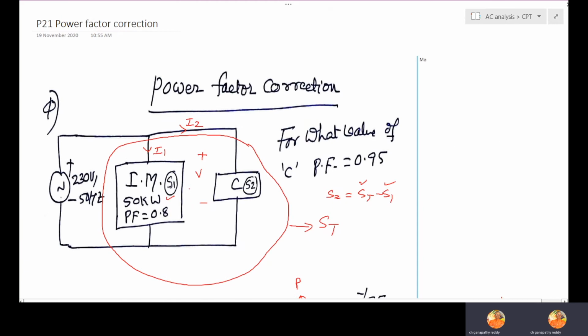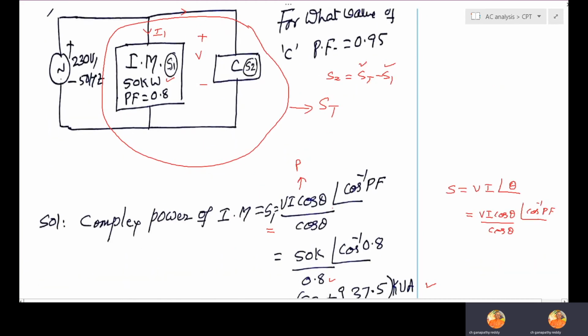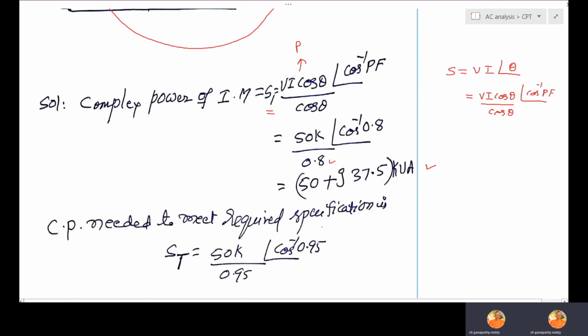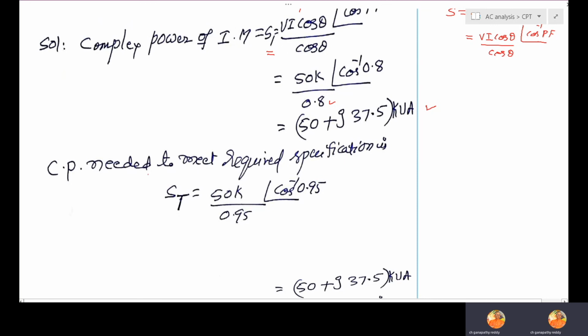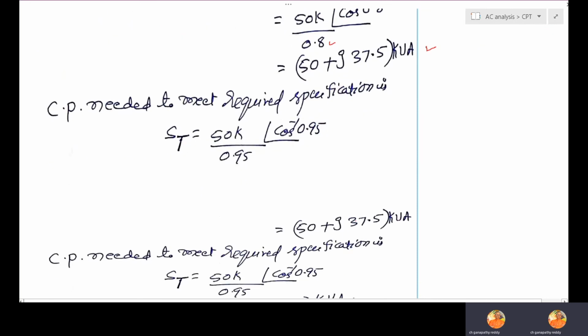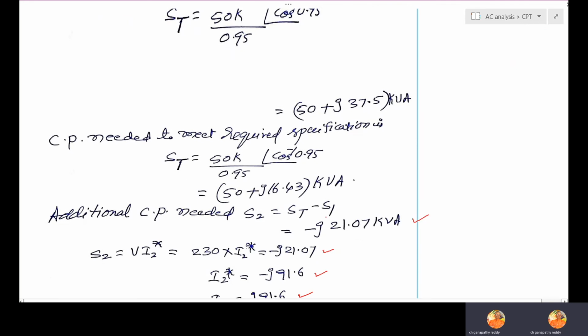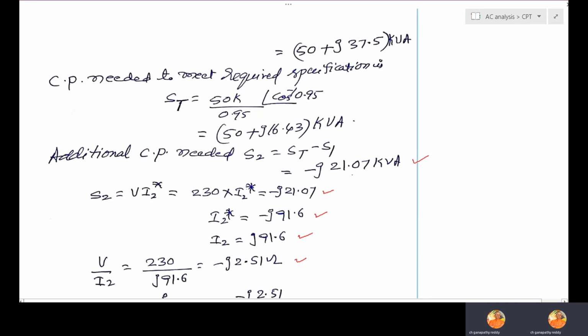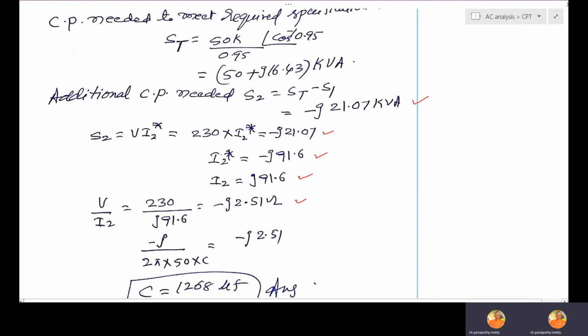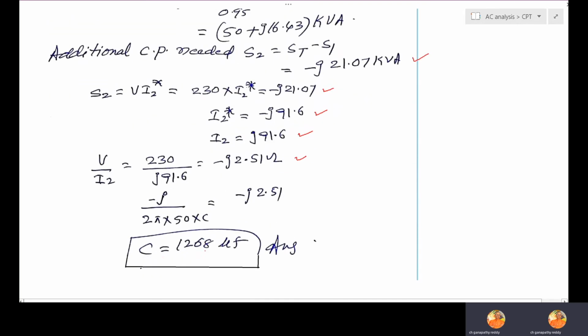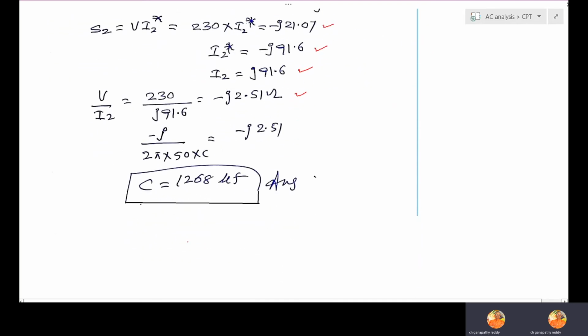First step is, what is the complex power? We have S1. To meet our requirement, S total, how much it should be? To meet this, what is the additional requirement? So this is step 1. With the help of the additional complex power needed, you follow the remaining standard procedure, you find the value of C.